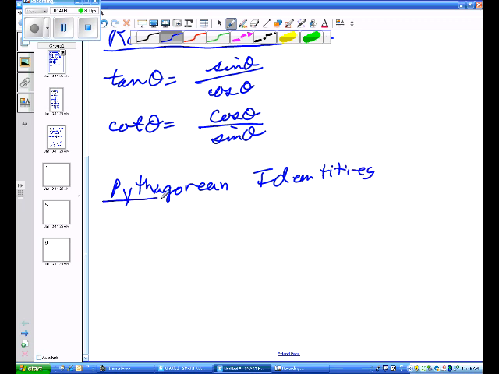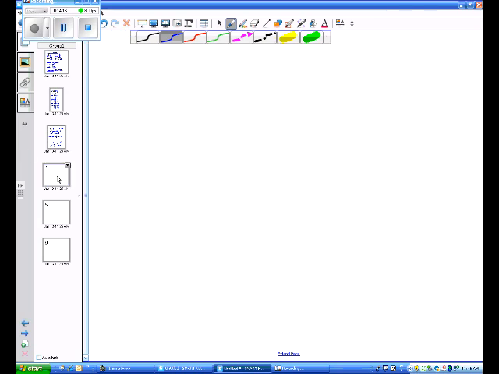Our Pythagorean identities we use quite a bit, and as I said, they become very important. Let's start with the Pythagorean theorem. These are called Pythagorean identities: x squared plus y squared equals r squared. Now, as long as we do the same thing to both sides of the equation, we can do anything we want except divide by 0. So let's take this, and we're going to divide both sides by r squared.